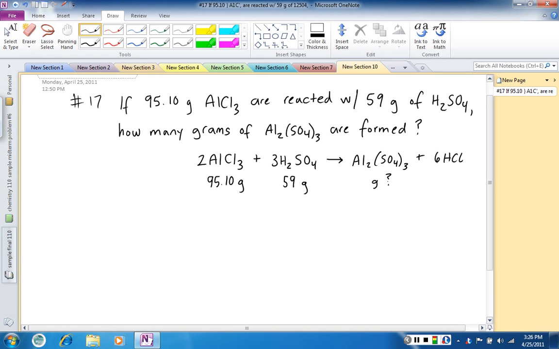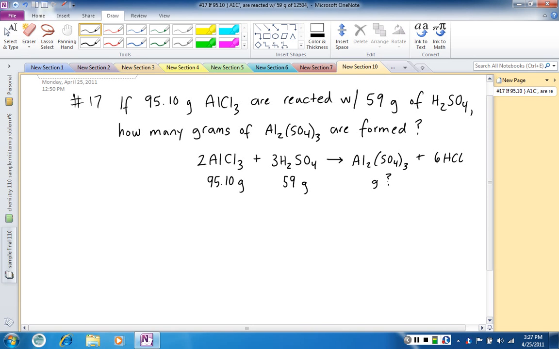There's two ways of going about this. There's the product method and the reactant method. The reactant method is to figure out how much of each reactant is required to make product.